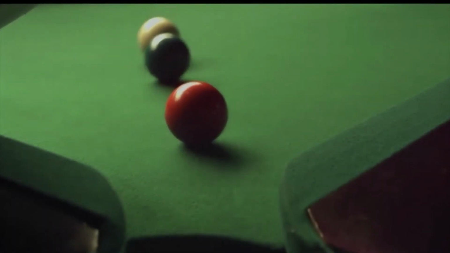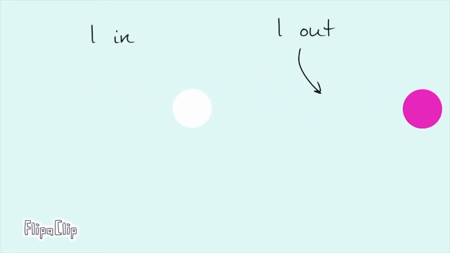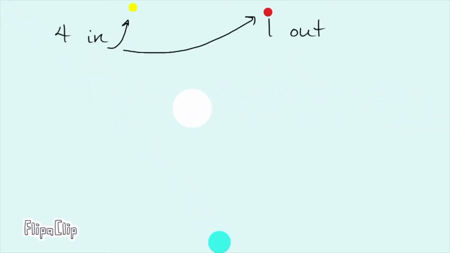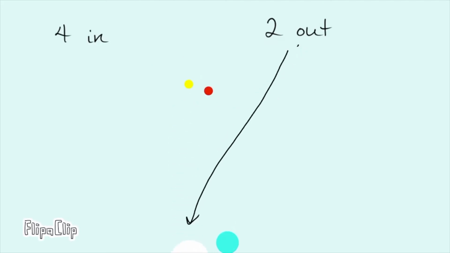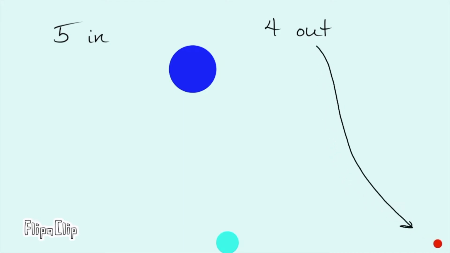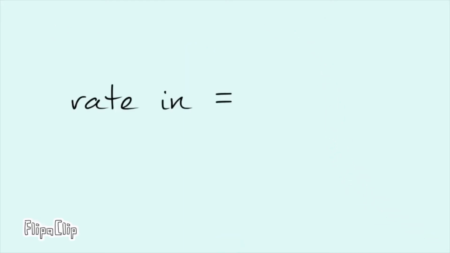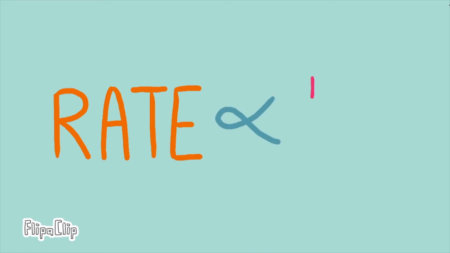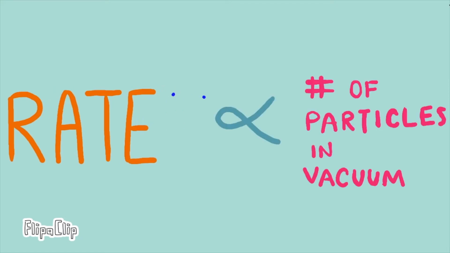Imagine you've got a bunch of billiard balls on a pool table and you're throwing in lots of cue balls. So the billiard balls that were in the center are going to get thrown off the table. And we know that the rate at which you're throwing in the cue balls is going to be the same as the rate of the billiard balls flying out.